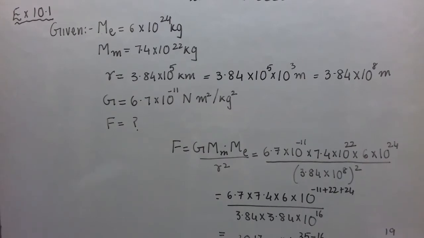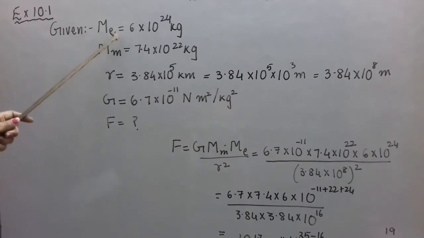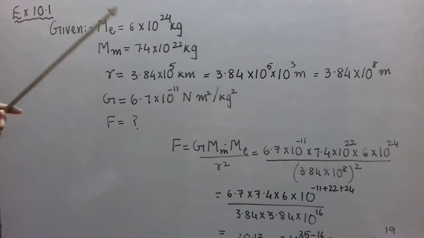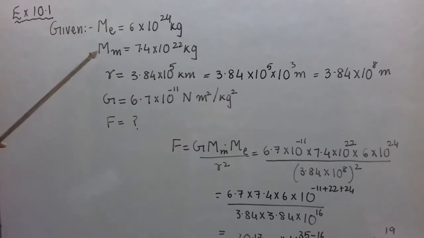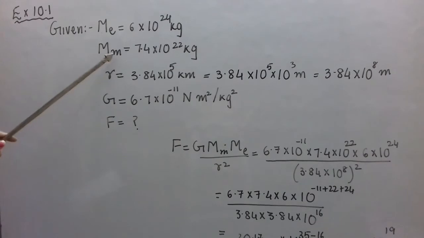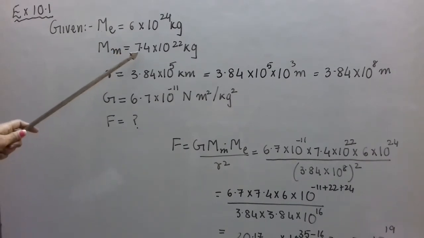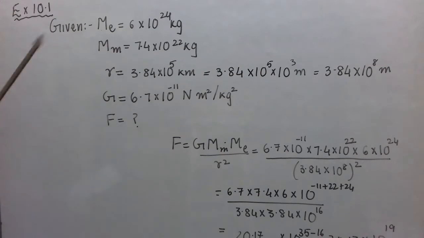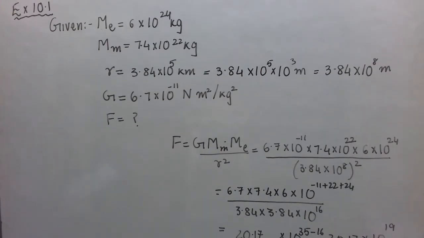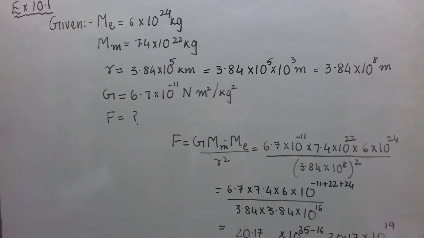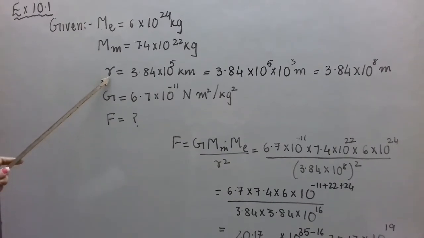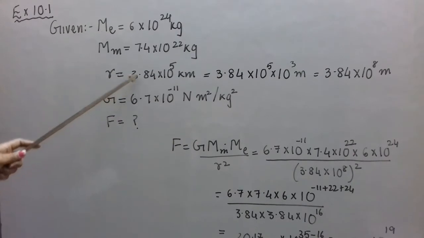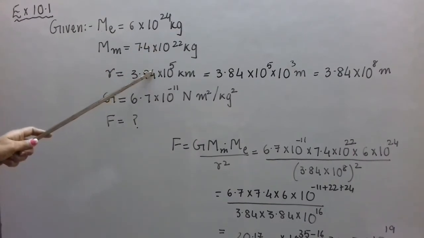Now students, in this numerical, mass of the earth is given. So under given, we can represent the mass of the earth by capital M E. It is given as 6 into 10 raised to 24 kg. And the mass of the moon we can represent by small m, which is 7.4 into 10 raised to 22 kg. The distance between the earth and the moon means the distance between their centers. So we can represent it by R, given as 3.84 into 10 raised to 5 kilometers.